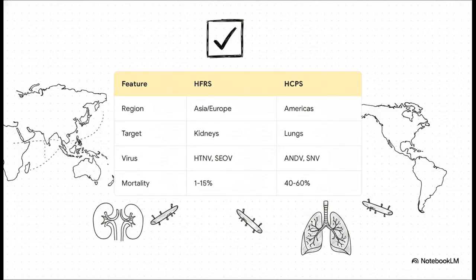On the other hand, we have HCPS. This one targets the lungs, is found in the Americas, and guys, it carries a massive 40 to 60% mortality. For HCPS, you're looking at the Andes and Sin Nombre strains. Geographic location and the target organ are your ultimate diagnostic clues on a test stem.